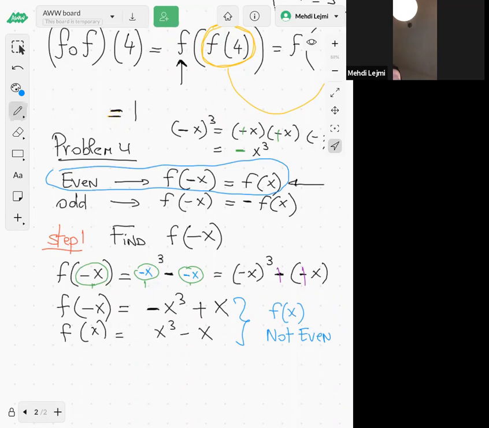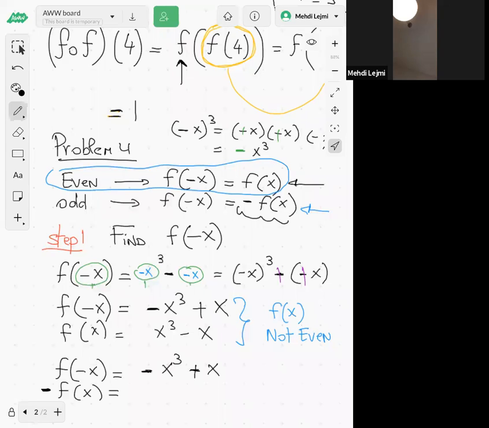Now, I have to check if it's odd. To check if it's odd, I have to compare f of minus x to minus f of x. Let me write it down again. F of minus x. What's my f of minus x? Well, we said it's minus x cubed plus x, not minus 2x. They don't simplify, they have different powers. So minus x cubed plus x is f of minus x, and I have to compare it to minus f of x.